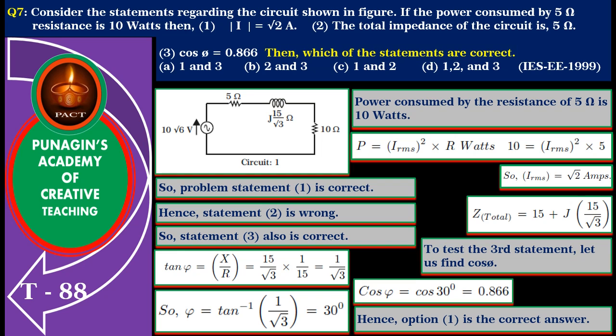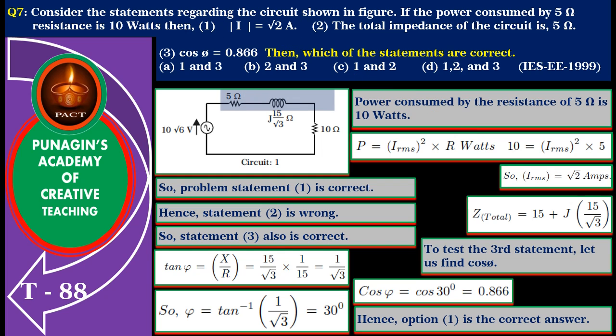Friends, the problem is very simple but tricky. Read the problem carefully. It is given that the power consumed by the resistance of 5 ohms, I repeat, power consumed in the resistance of 5 ohms is 10 watts. So, we know P is equal to I_RMS squared into R watts. By substituting the values of P and R and solving, we get I_RMS is equal to root 2 amperes. So, problem statement 1 is correct.